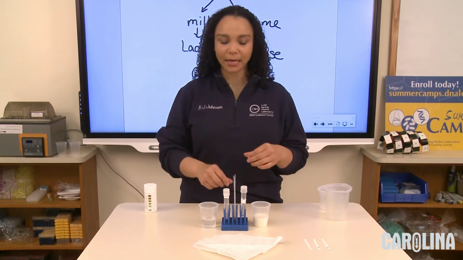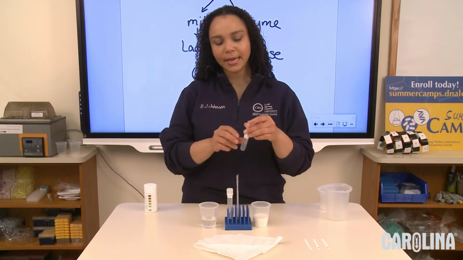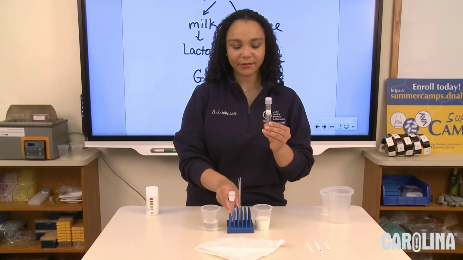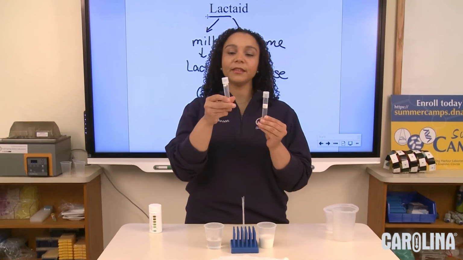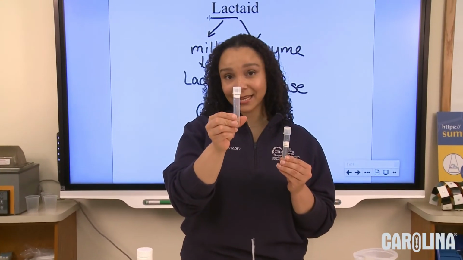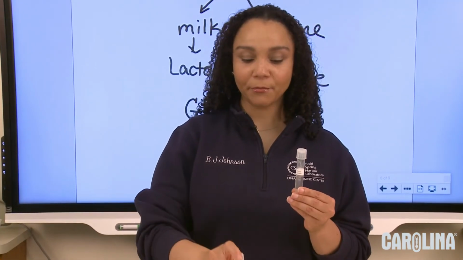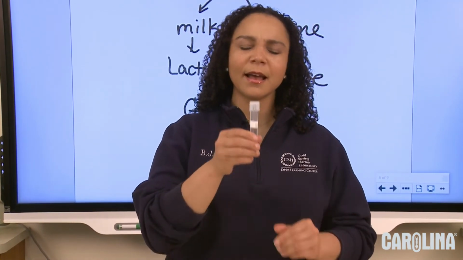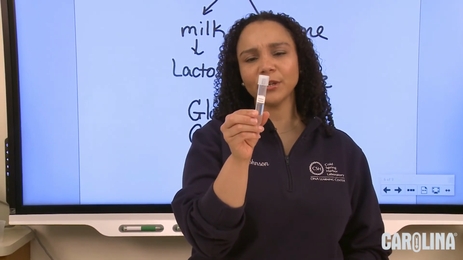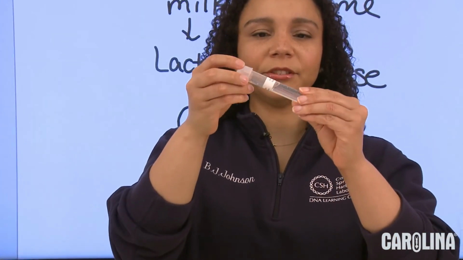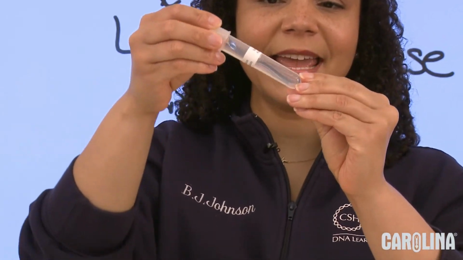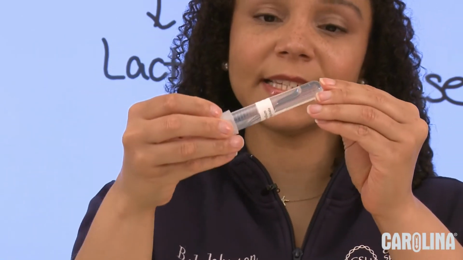So the first thing I'm going to do is look at what I have in these 2 tubes. So in the first tube, I have lactase. What is lactase? Lactase is the enzyme that breaks down lactose. However, I have something else called sodium alginate. And sodium alginate, it's a thick solution. It's viscous.